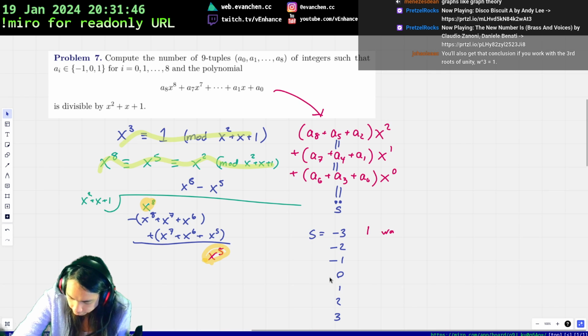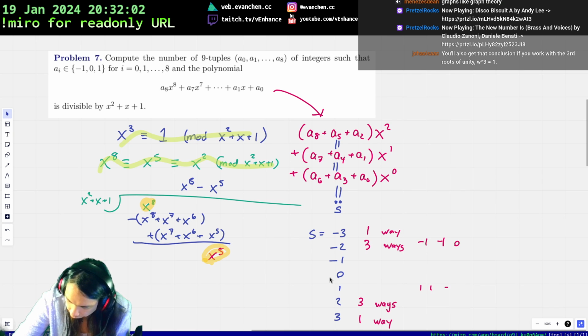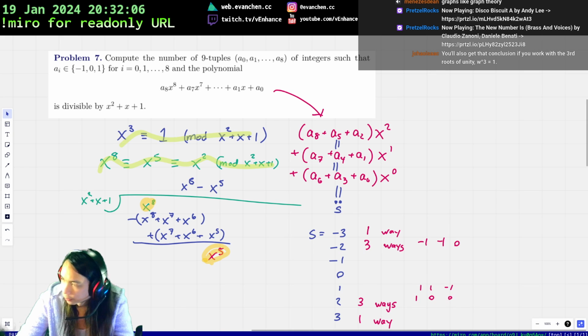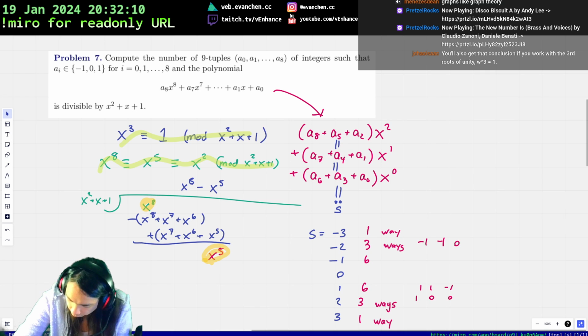So this is one way. -2 is I guess -1, -1, 0. Has to be that, right? And it's permutations. So this is 3 ways. -1 is 1, -1, 1, 0, 0. It's, I don't know, this is 6 ways, I guess. And then this is 0, 0, 0, or 1, -1, 0.